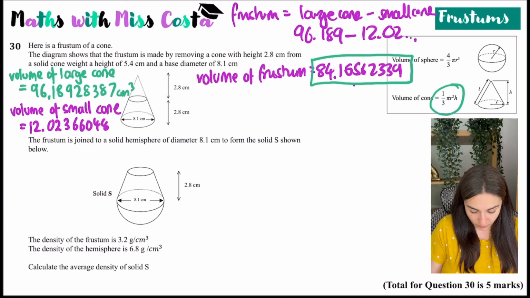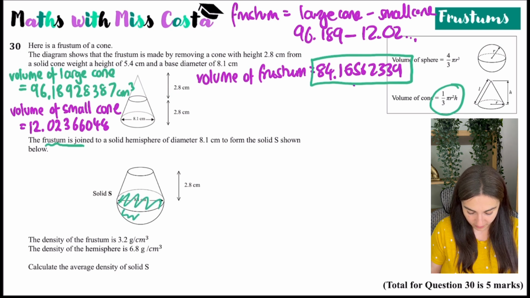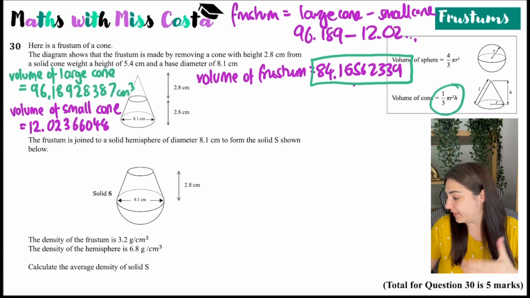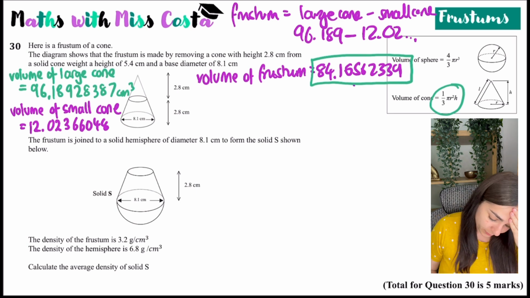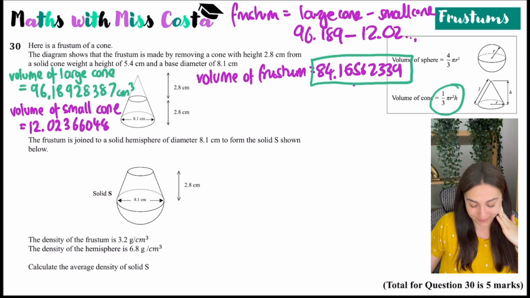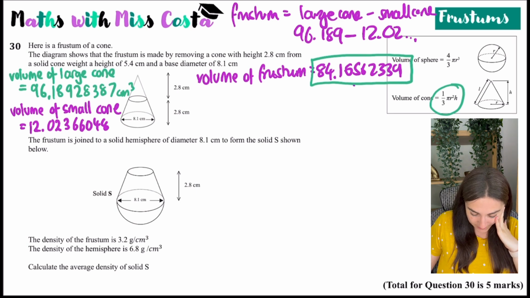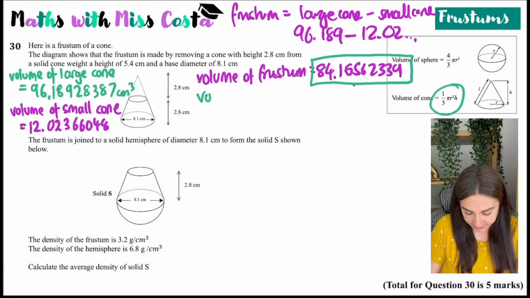I then am told that the frustum is joined to a solid hemisphere. So this is the hemisphere, it's half of a sphere, which has the same diameter to form a solid. So it's literally got the same little circle as its base, and they smush it together and it forms this nice strange shape. Okay, so we're talking about density here. So I'm going to need to work out what the volume of this hemisphere is first.